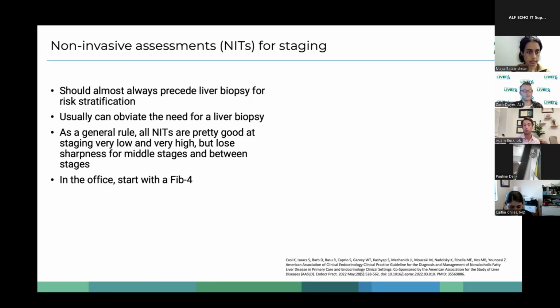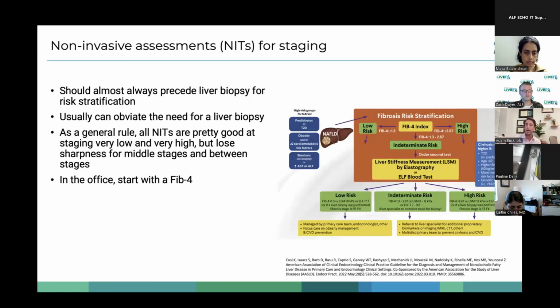As a general rule, the non-invasive tests that we're going to talk about are pretty good at ruling in high-risk disease and ruling out high-risk disease, but they sort of lose clarity in the middle stages and in between stages. So as this kind of simplified risk tool would suggest, the first thing that you should start with in office for staging patients is a FIB-4.